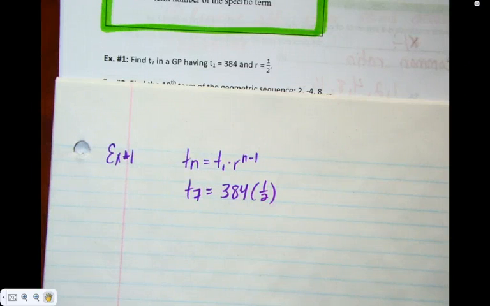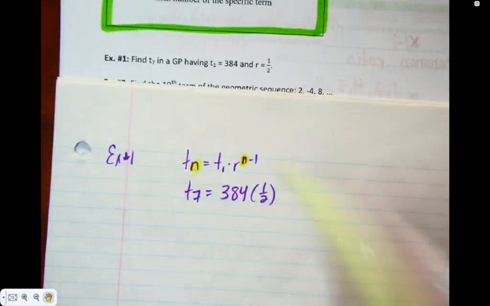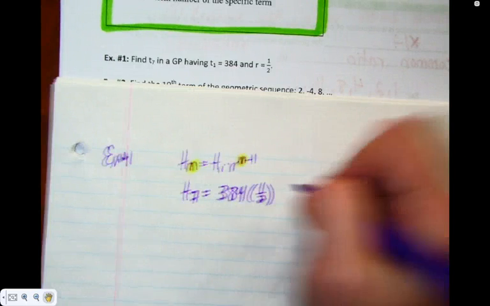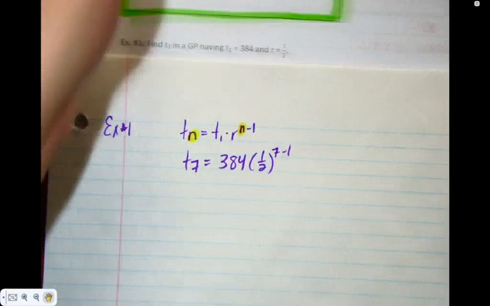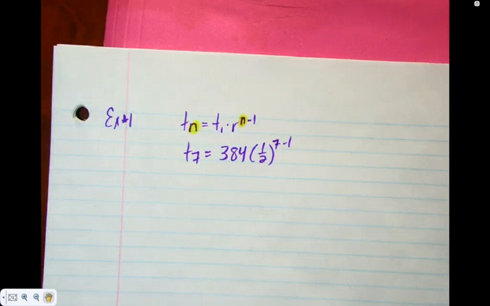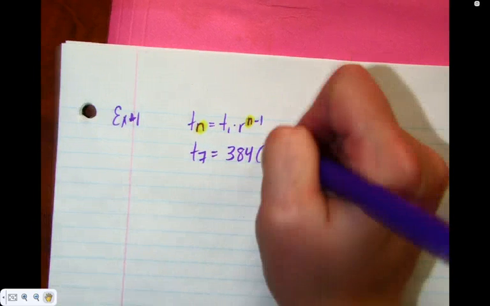And just like before, the n on the left-hand side is exactly the same as the n on the right-hand side. So what you put on the left, you put on the right. So 7 minus 1. I do the subtraction first, and I actually do it in my head. Rarely do I write down 7 minus 1. I jump straight to 6.